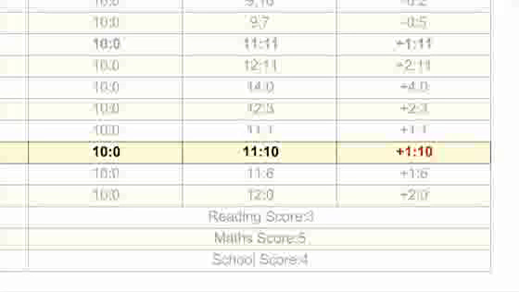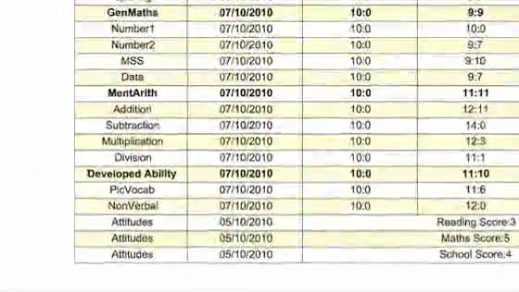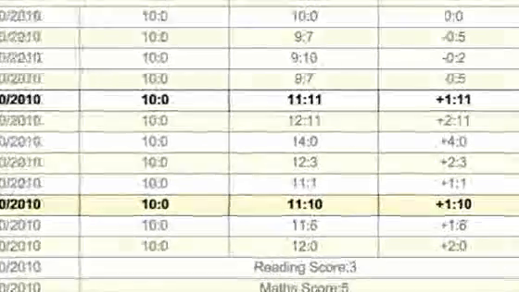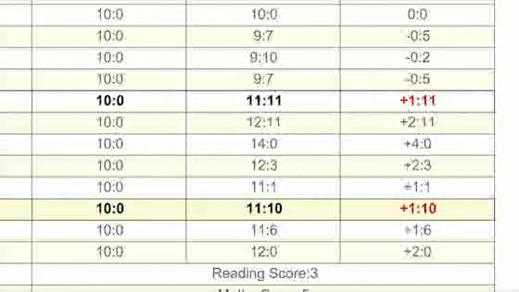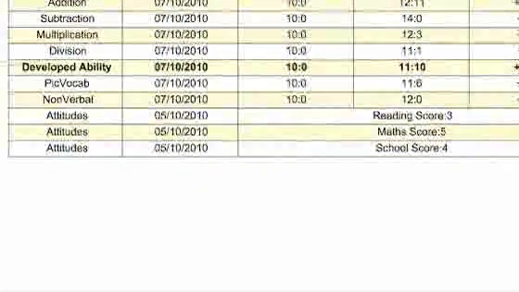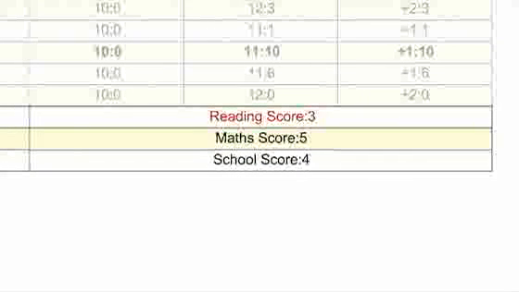So this pupil seems to have a higher potential and could maybe be achieving higher outcomes in their reading and their general maths. The mental arithmetic outcome is more in line with the developed ability outcome, nearly 2 years above their chronological age. So we know that this child can take on board and apply different strategies that they have worked on within their maths. But when we look at the outcome for attitudes, there's a lower, less positive score for reading. So what can we do about this?